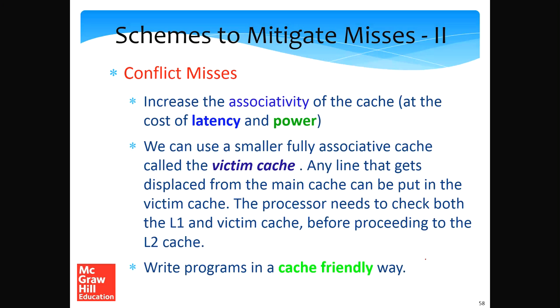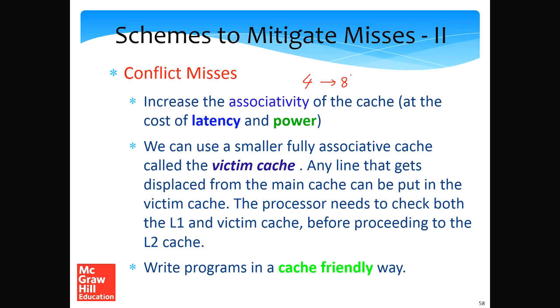Now let us talk of a scheme to reduce the number of conflict misses. The simplest solution is to increase the associativity of the cache, because the problem is essentially coming because of associativity. If we have a limited four-way associative cache and 5 lines are mapping to the same set, we will have misses. So let's increase it from four-way to eight-way, which means having eight entries in each set.